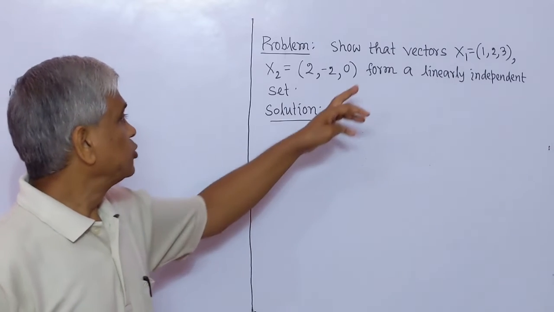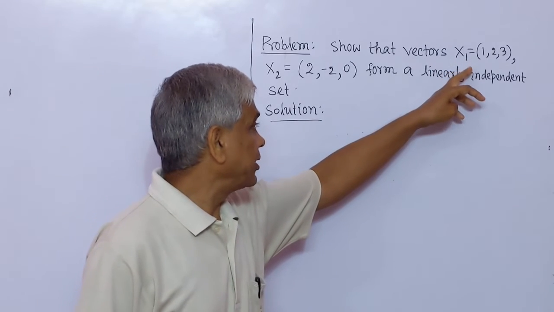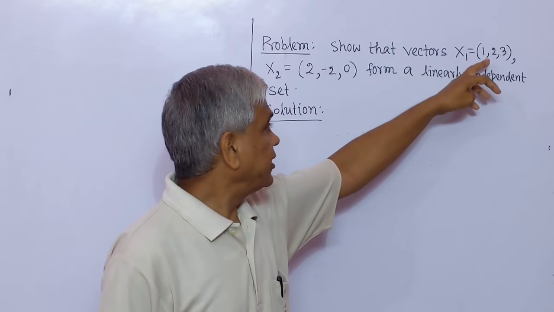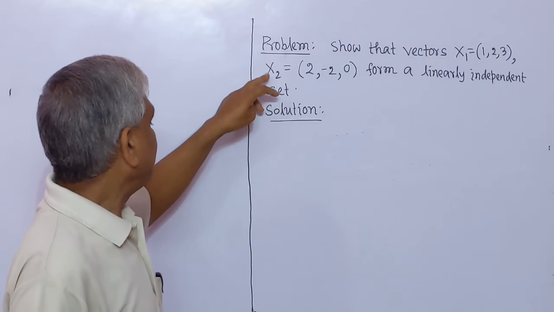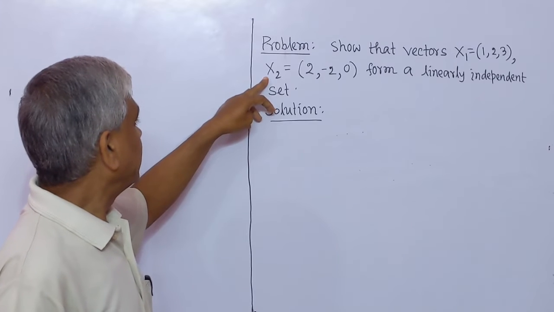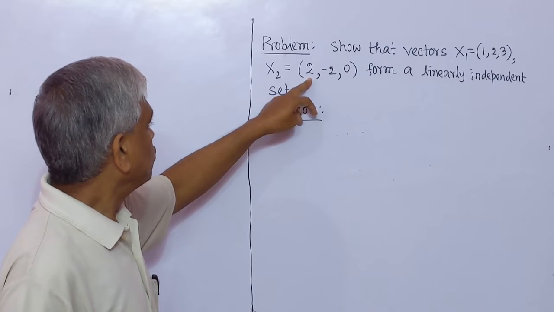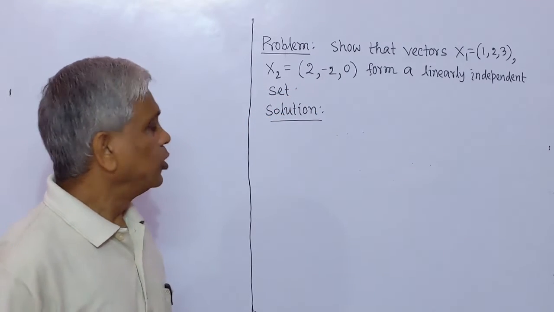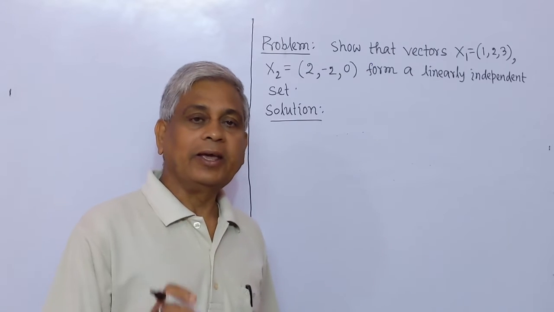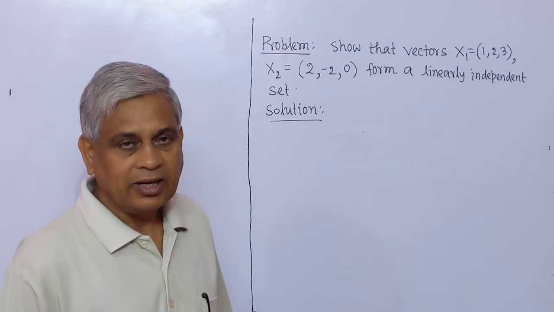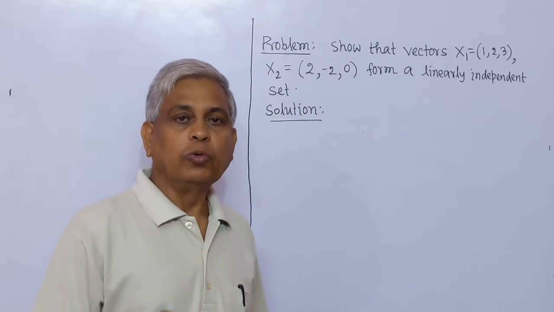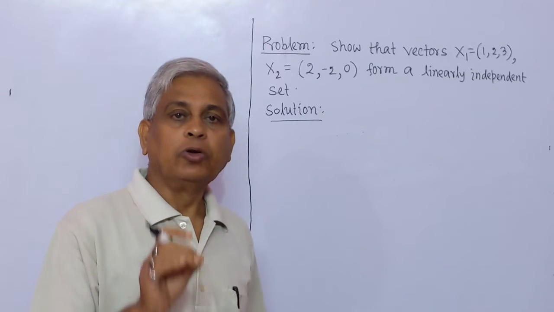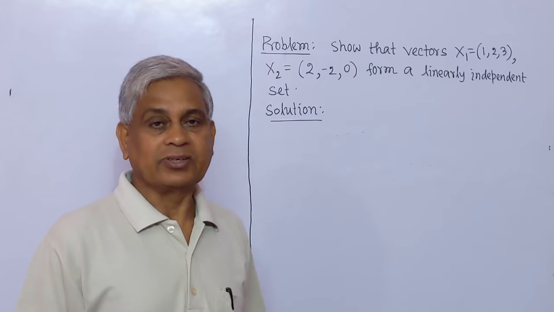The problem is: show that vectors capital X1, the ordered triplet (1, 2, 3), and capital X2, another vector, the ordered triplet (2, -2, 0), form a linearly independent set. Now we solve this problem with the help of the row rank of a matrix.